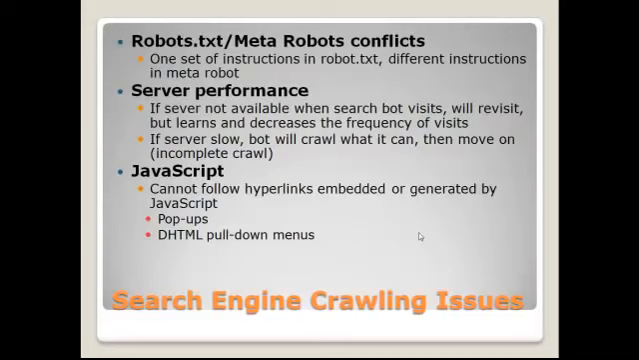So another issue is server performance. If a server is not available when the search bots visit, it'll revisit, but learns and decreases the frequency of visits. If a server is slow, a bot will crawl it when it can, then move on, and it's called an incomplete crawl. And you want as many bots coming to your site, so it's important to have fresh content, to be updating your pages, to give Google reasons to continue crawling your page.